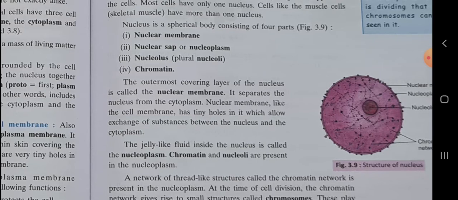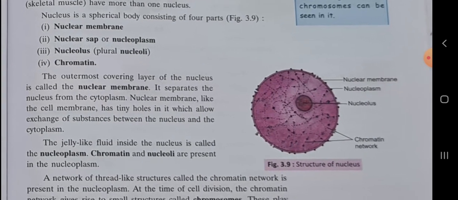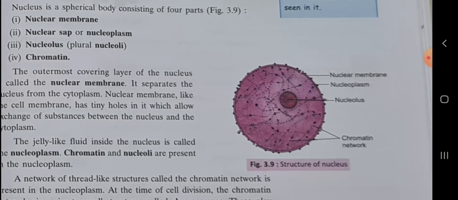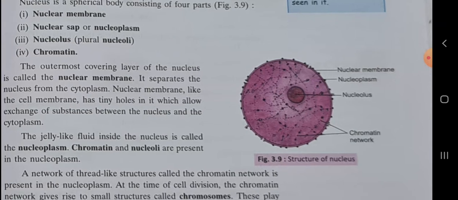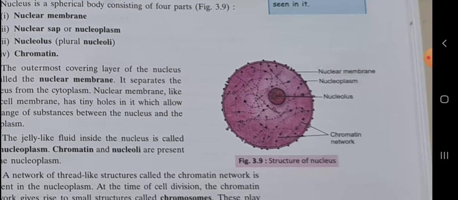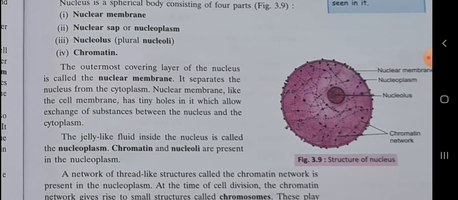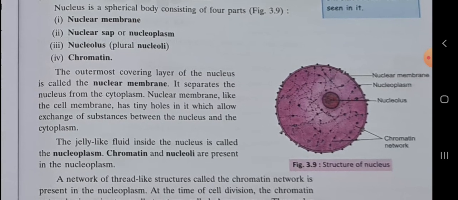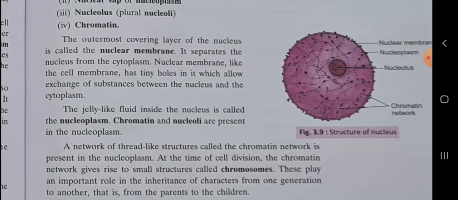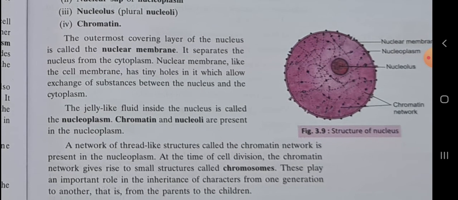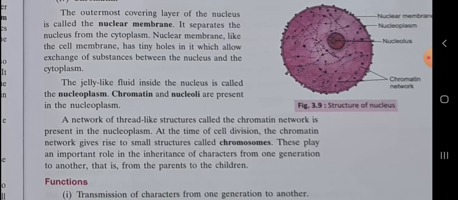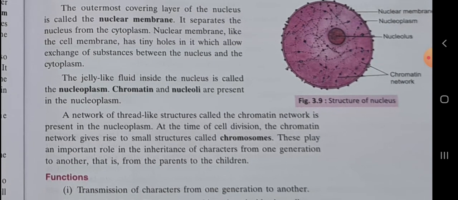Now this nucleus is a spherical body which consists of 4 parts. The nucleus has 4 parts: the nuclear membrane, nuclear sap, that is nucleoplasm, nucleolus, that is nucleoli in plural, and the chromatin network. We will read about what is the nuclear membrane and the other 3 parts of a nucleus. The nuclear membrane is the outermost covering layer of the nucleus, and it separates the cytoplasm from the nucleus.